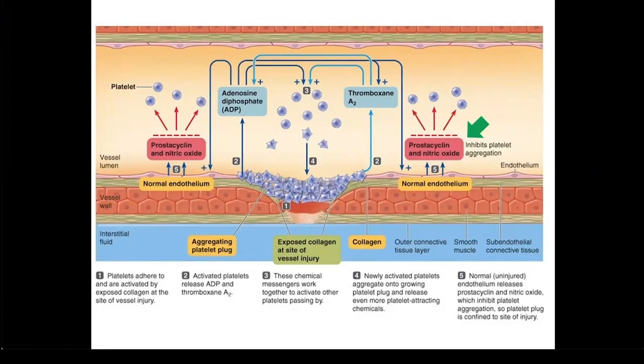Thromboxane A2 and serotonin also will bring about vasoconstriction. Other platelets come to the area, bind, and are activated, and this creates a positive feedback mechanism. A platelet plug is produced. For number 5, notice the green arrow with the prostacyclin and nitric oxide. Normal, healthy endothelium is smooth, and it releases the prostacyclin and the nitric oxide, and this will inhibit platelet aggregation. So a platelet plug is contained or confined to the site of injury.